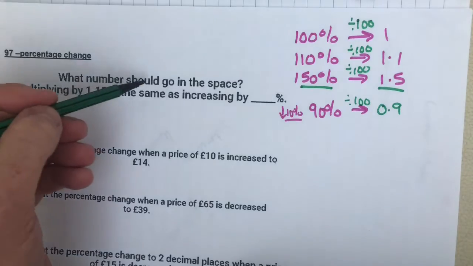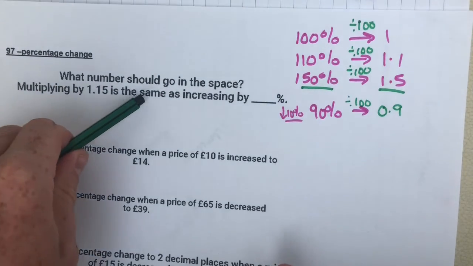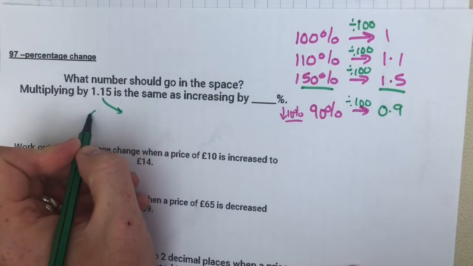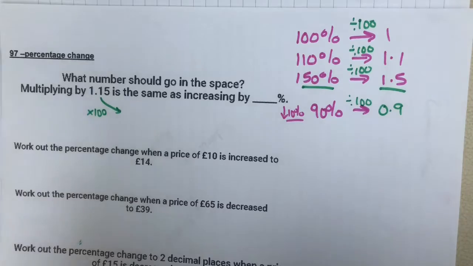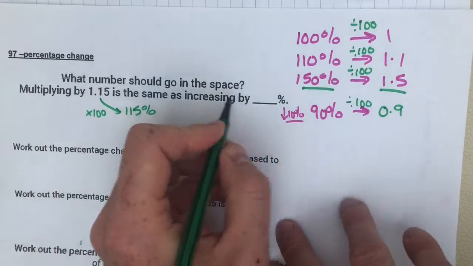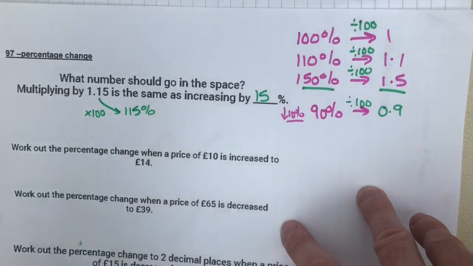So let's have a look. What number should go in this space? Multiplying by 1.15 is the same as increasing by what? If I times by 100, I would get 115%. So what if I increase by 15%? We'll start with 100, add 15.